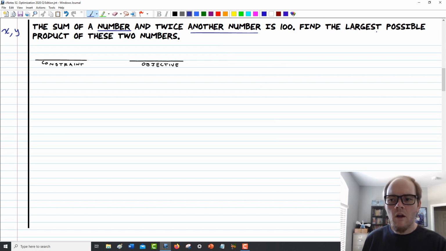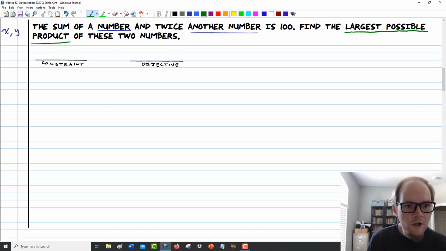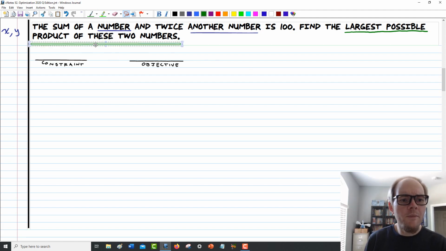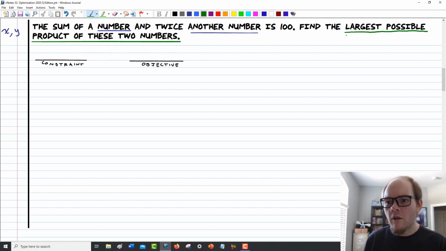After that, it says find the largest possible product of these 2 numbers. So now I'm going to use the same color scheme I did on the first one. So words that indicate that you're looking at the objective function, it says find the largest possible product of these 2 numbers. So that's a huge starting spot, but specifically the word largest. When you're asked to find the biggest something, that tells you automatically that you're looking at your objective function. And because it's largest, that tells me we're looking for a max.